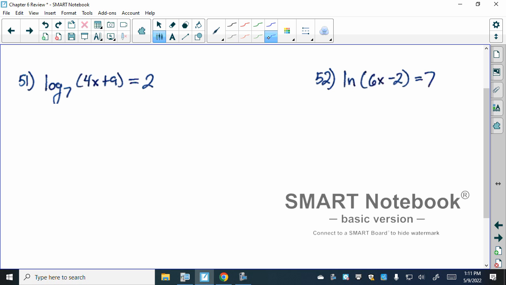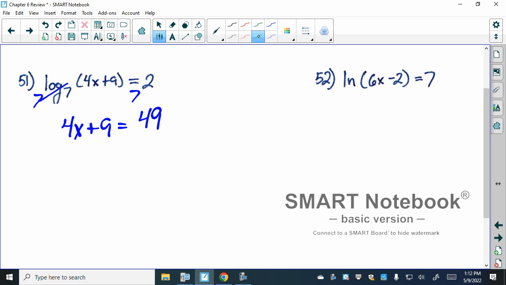So to get the variable out of the logarithm, we need to put both sides to a certain base. So here we're going to put both to the base of 7, because 7 to the log base 7, these will simplify out, leaving us with 4x plus 9 is equal to. On the other side we have 7 squared, and this does simplify to a nice number, because 7 squared is 49.